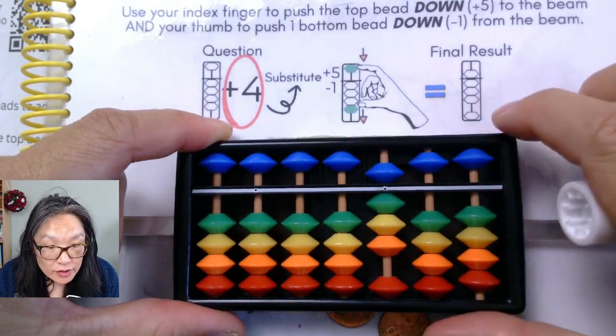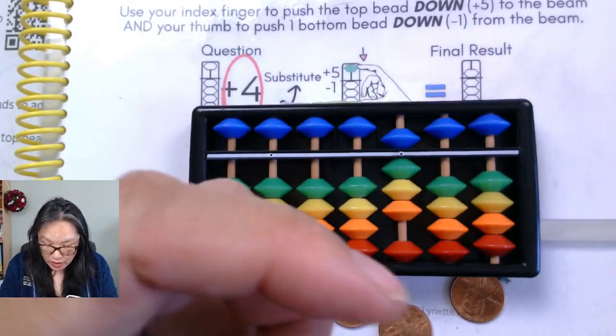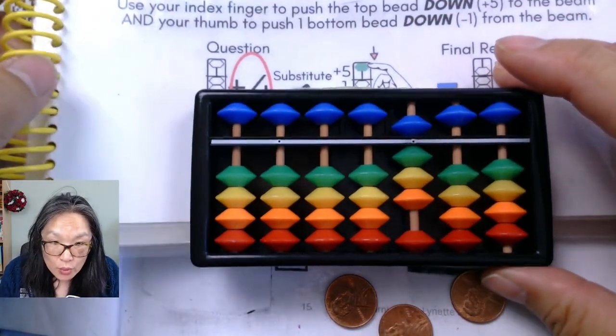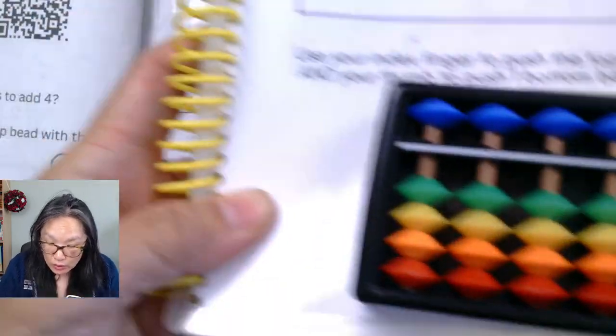Does anybody have any questions? So that is what we're doing. What we're doing is we are taking this concept of how to make a 5 and we're utilizing it. We don't want any freeloading numbers. So what we're going to do, we could do it again.